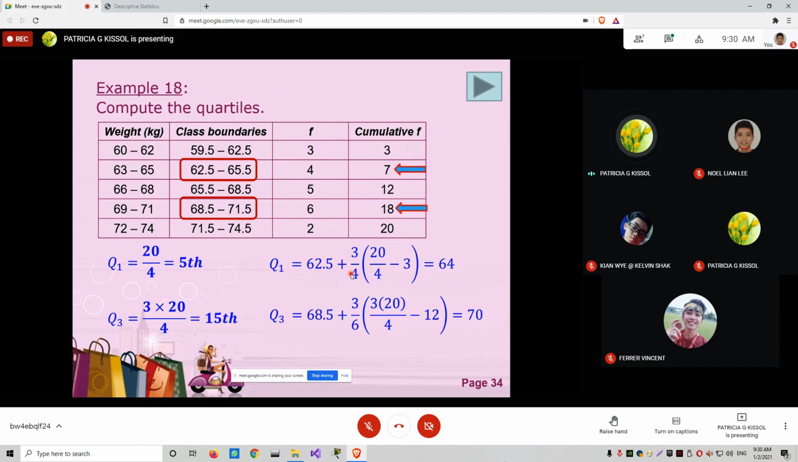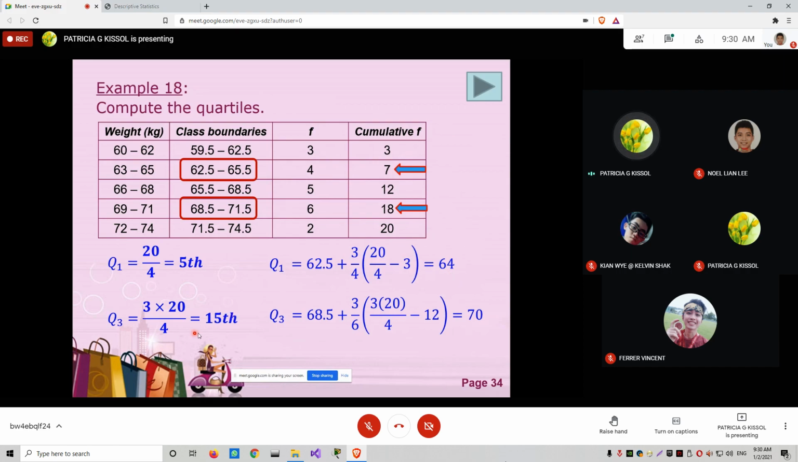And 4 is the value of the frequency. 20 over 4, because n divided by 4. And minus 3, 3 here we got from the value below the 7, meaning all the cumulated frequency below the category that we have chosen. So when you calculate that, you get your Q1 as 64.